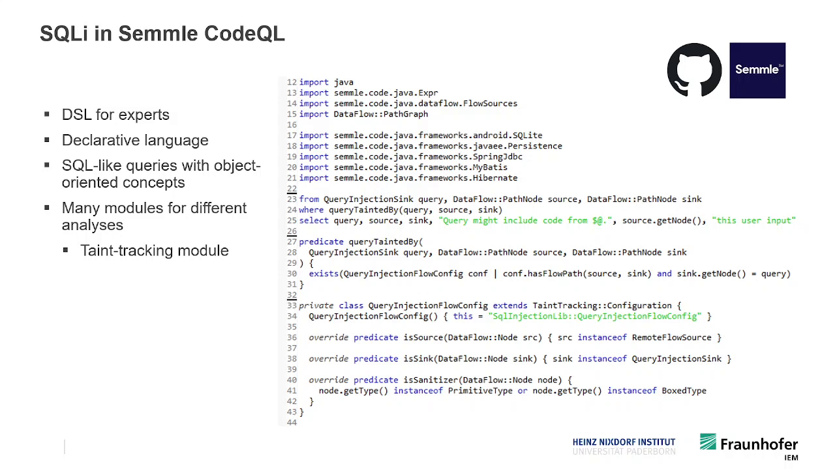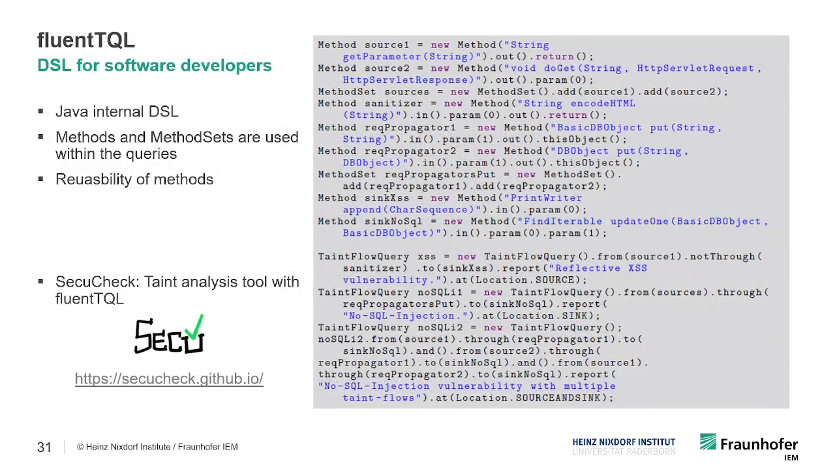So this is the first example we wanted to show you. The second one is another domain-specific language with which you can achieve the same taint tracking specification, but this is actually a Java internal DSL. This means the entire DSL is within the Java language. So we have used the builder pattern to build this.